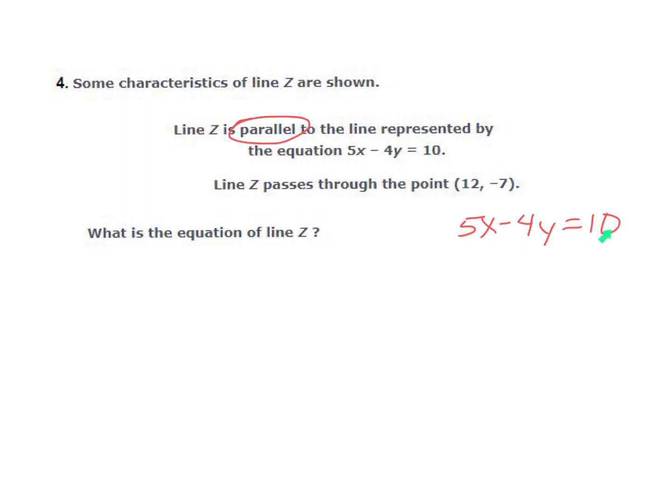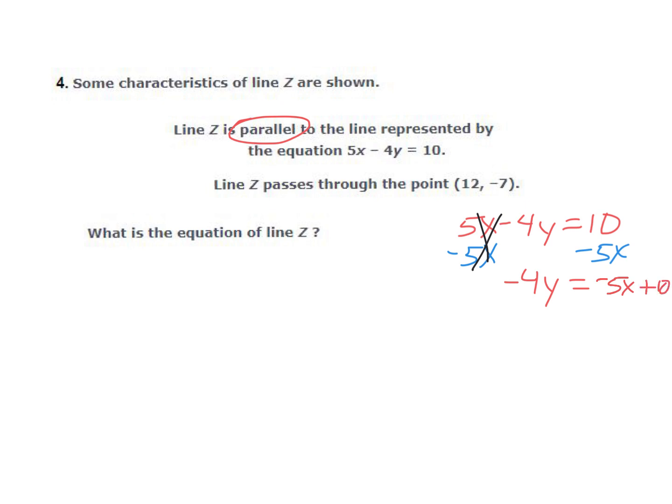Okay, so let's put it in y equals mx plus b form. The way that we do that is we subtract 5x from the left side so we can get y by itself. So we subtract 5x from this side. Now these cancel, so we are left with negative 4y equals. Now, we're not subtracting 5 from 10. This is a plus 10 minus 5x. Those are separate terms. So we're just going to write minus 5x and plus 10.